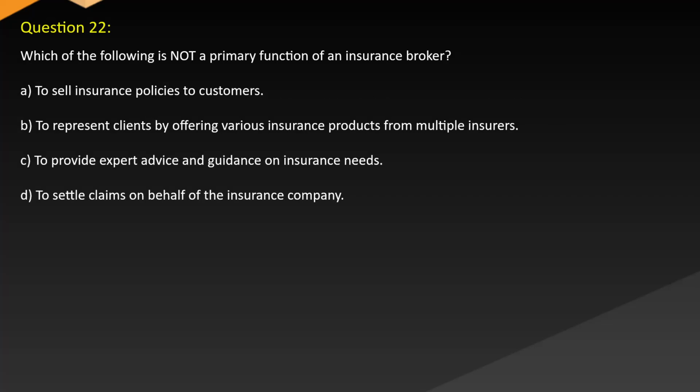Question 22. Which of the following is not a primary function of an insurance broker? A. To sell insurance policies to customers. B. To represent clients by offering various insurance products from multiple insurers. C. To provide expert advice and guidance on insurance needs. D. To settle claims on behalf of the insurance company.